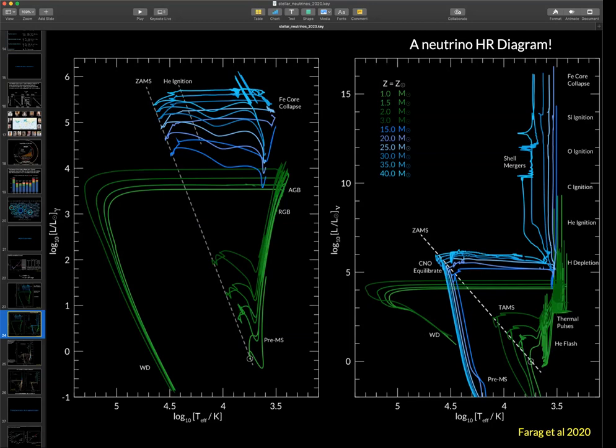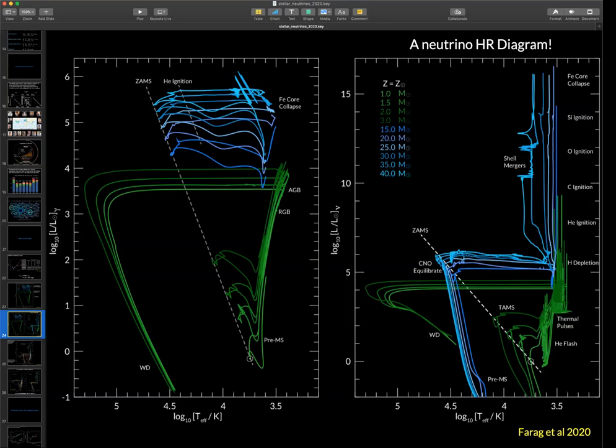Massive stars, on the other hand, go on up, and once you reach carbon burning, this is when the massive stars become dominated by neutrinos, which completely changes the time scale for their evolution, and they essentially, more or less, go vertically up in a neutrino HR diagram. And I label various ignition points there and various shell mergers that may be taking place, giving you those squiggly lines as you go up.